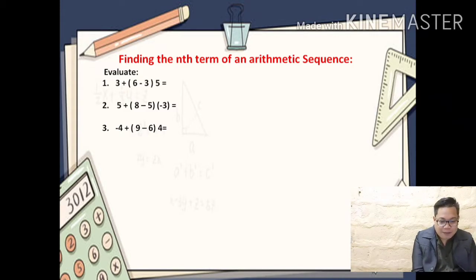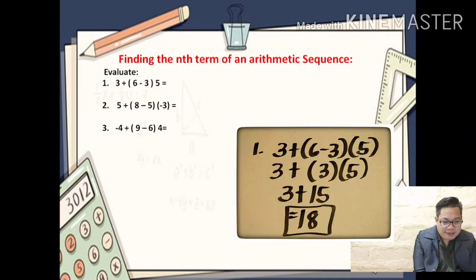Number 1. Tingnan natin yung number 1. Paano natin i-evaluate ang 3 plus quantity 6 minus 3 times 5? So dito, uunahin natin lagi ang nasa loob ng parenthesis, imumultiply natin sa kaiaan. So, 6 minus 3 is 3, times 5 is 15. Then 3 plus 15 equals 18.